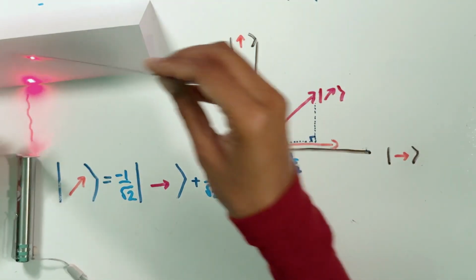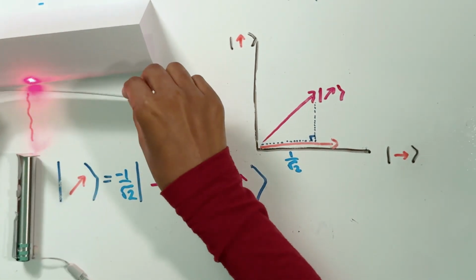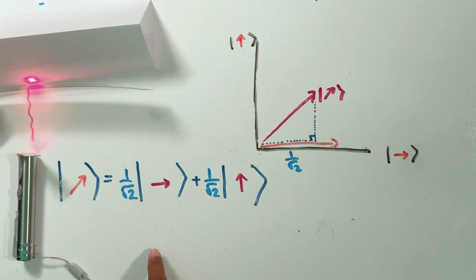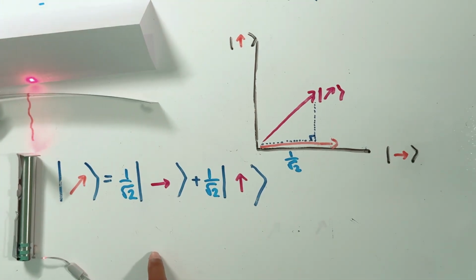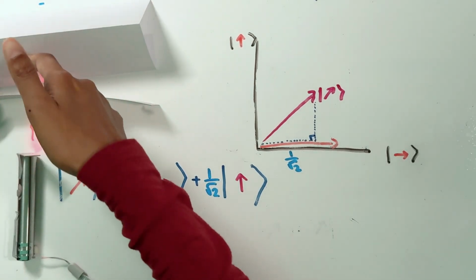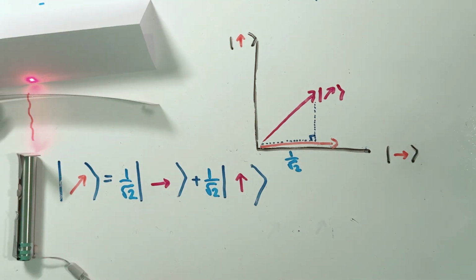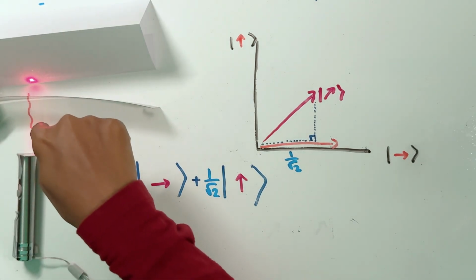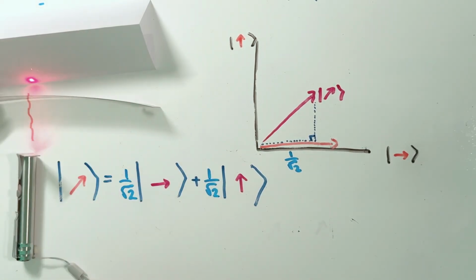So what happens then when you put a filter here? Well, so far we've just been saying that there's a 50% chance that the light will go through because that's this coefficient squared. And all we meant by that is that 50% of the light would go through and 50% wouldn't. And in classical electromagnetism, that is what would happen. No matter how weak this light is, 50% of it will go through and 50% of it will be absorbed.